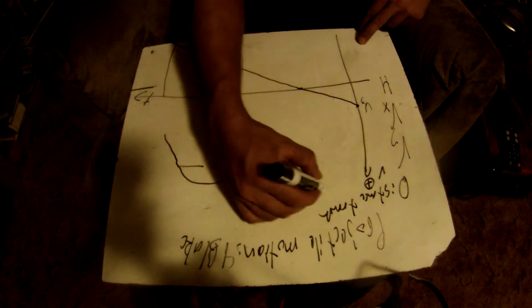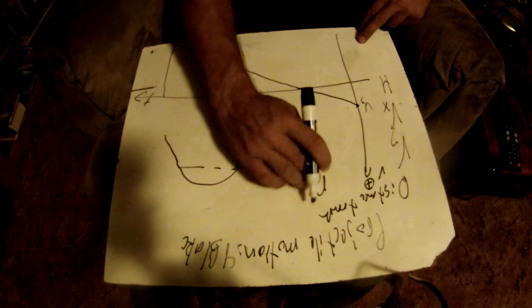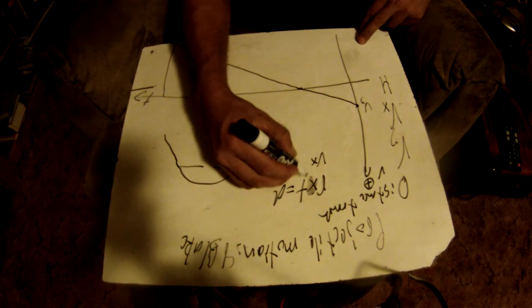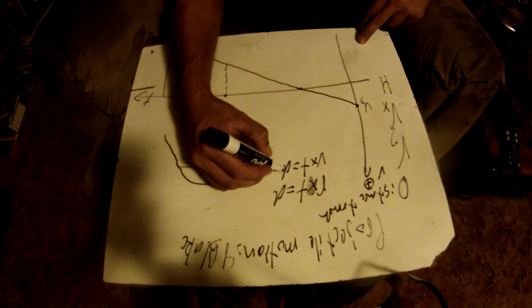In other words, rate times time equals distance, or velocity times time equals displacement.